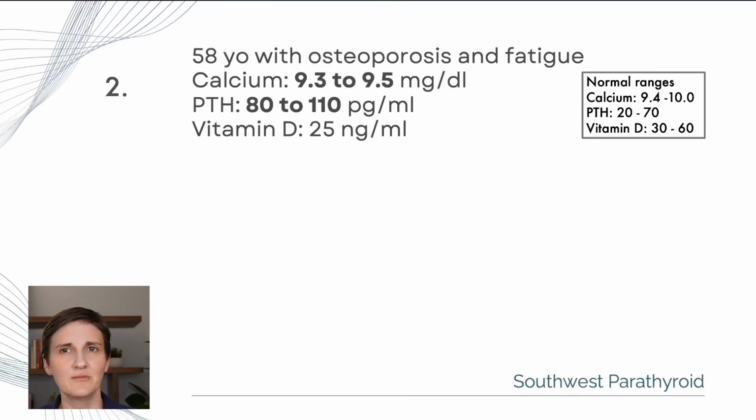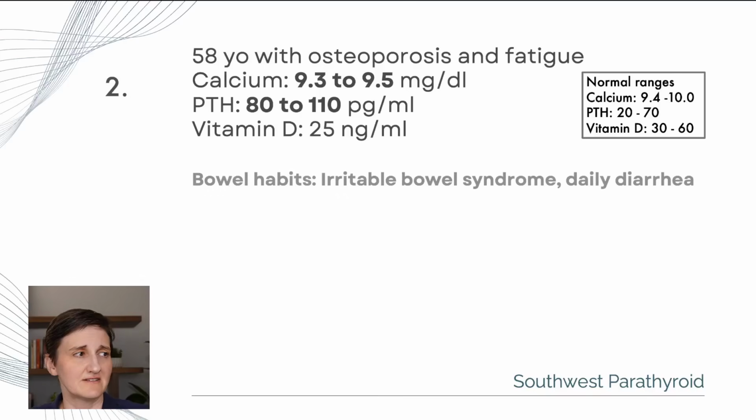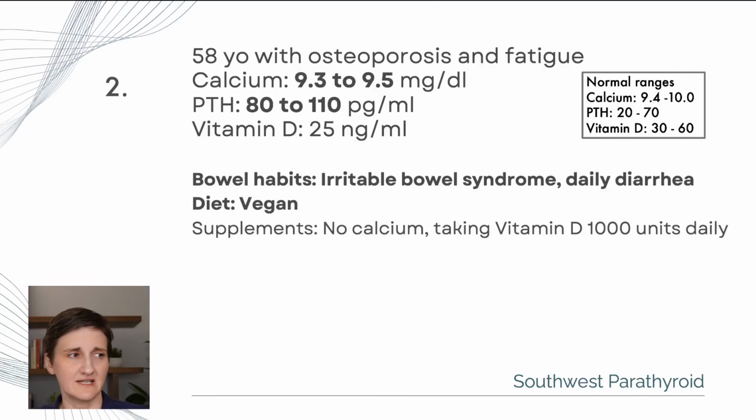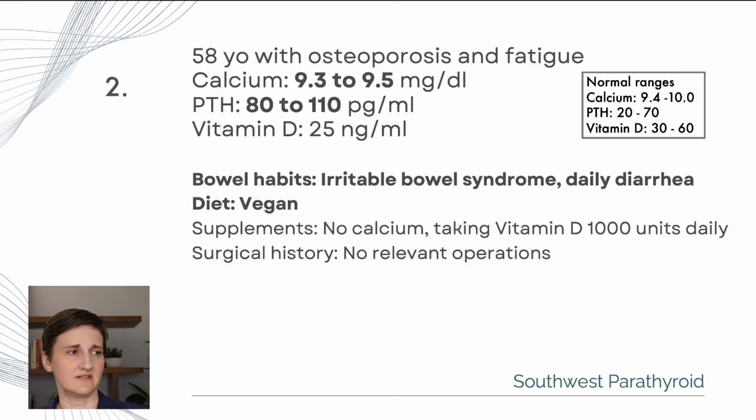Okay, number 2, same woman. Now her calcium levels are 9.3 to 9.5. Again, a little on the lower end of normal. PTH is again elevated. Vitamin D is the same. This patient has irritable bowel syndrome and has daily diarrhea, so multiple watery bowel movements every day. They vary a little bit, but that's kind of how she lives now. She's also vegan. Not taking any calcium, but taking some vitamin D, hasn't had any relevant operations.